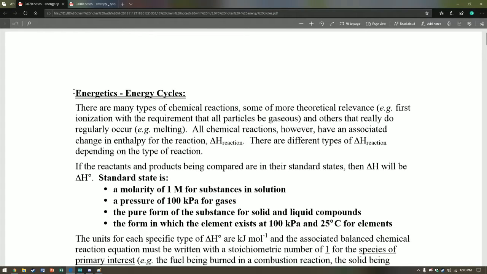All right, today we're going to be talking about energy cycles. There are many types of chemical reactions, and some of them are more theoretically relevant, like first ionization energy, and then others that really do occur. All chemical reactions have an associated enthalpy change of reaction. At higher level there are different types of delta H depending on the reaction. There are a lot of them, but they all more or less take the same form.